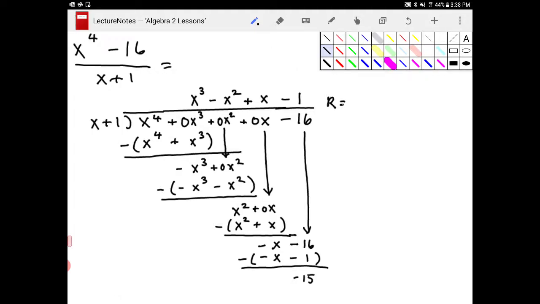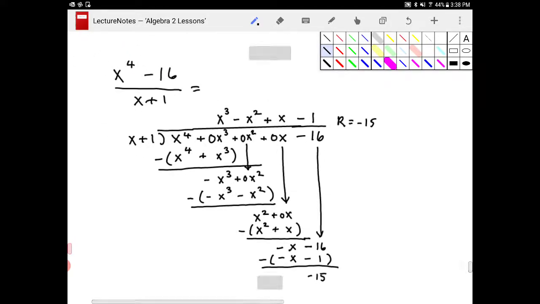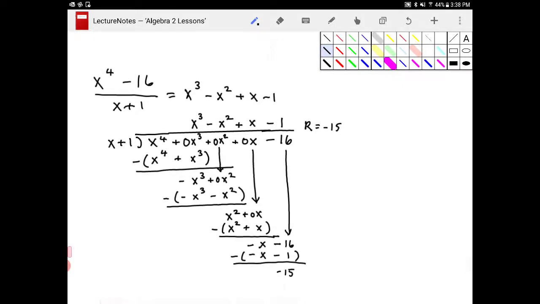Right? Remember this in grammar school, right? Remainder of negative 15. So this fraction that I originally intended to divide would turn into, I'm going to write out a mixed number, x to the third minus x squared plus x minus 1, and then the remaining fraction. But remember, there was that operation that needs to be put in. Plus negative 15 over x plus 1. So that's what that original fraction would turn into if I were to perform the necessary division.